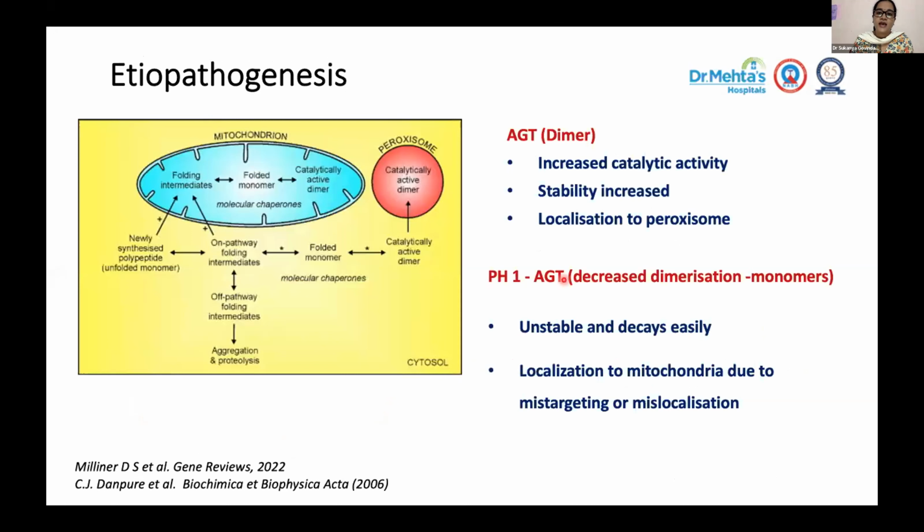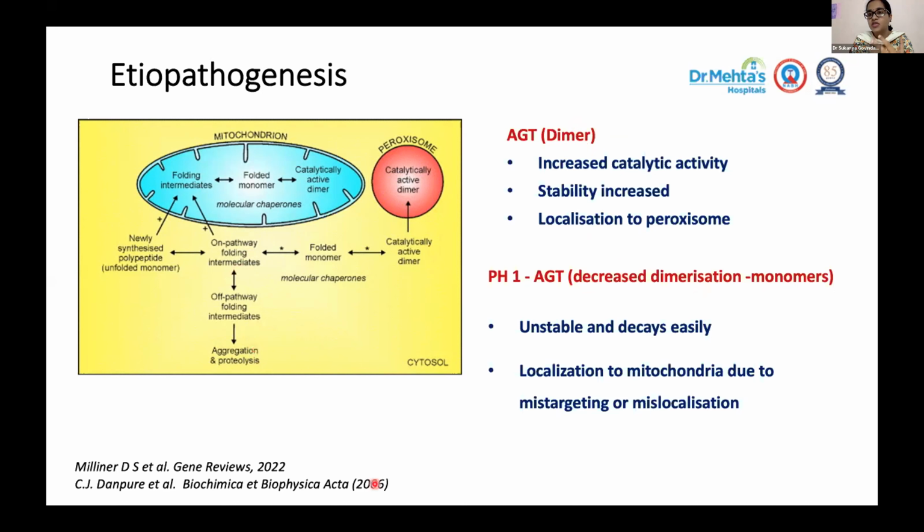So what happens basically, and why do these enzymes not function? The majority of the catalytic activity of the primary enzyme, which is the AGT, which is responsible for primary hyperoxaluria, exists in the dimeric form. The dimeric form of this enzyme confers its increased catalytic activity. The stability of the enzyme is increased, and it also is important for its localization to the peroxisome, where its main function happens. But in primary hyperoxaluria type 1, there is decreased dimerization, and there is more of this monomeric form. So these monomeric forms are something like intermediates, which are easily proteolyzed and get decayed.